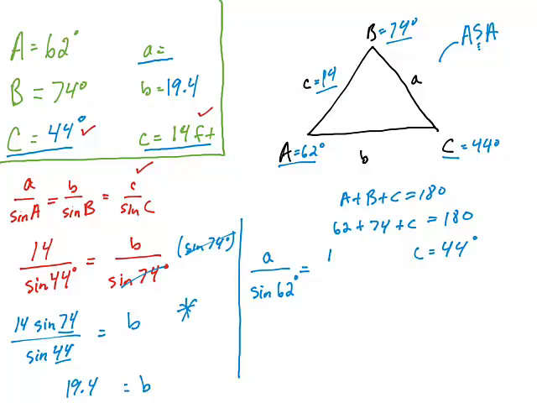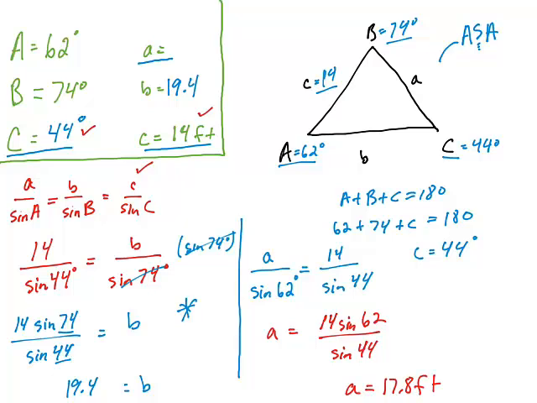So side C is 14 feet over sine of 44. Multiply both sides by sine of 62. We're going to get A is equal to 14 sine 62 over sine 44. So we get A to be equal to 17.8 feet after rounding. And so we have solved the triangle because we have found all the missing sides and missing angles.